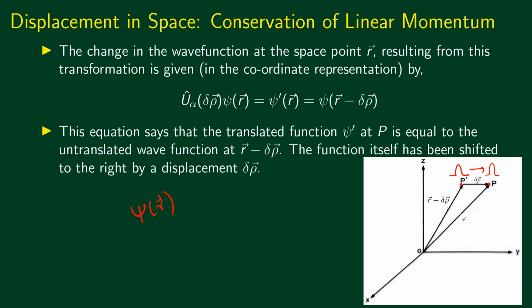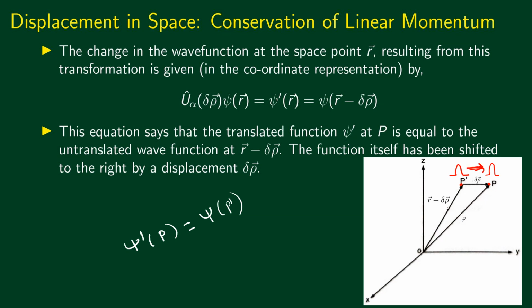So this statement can be written as psi prime of r vector is equal to... let's think of this as the point P. So let me write it like this. The value of psi prime at the point P, the complex number psi prime assigns to the point P, is equal to the complex number that psi had assigned to the point P prime. Because we have just shifted this thing to the right.